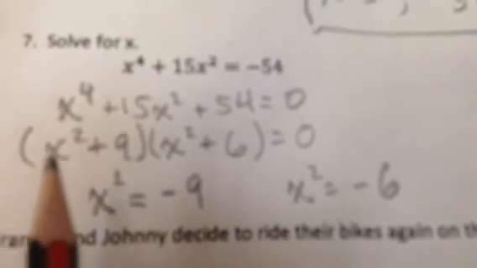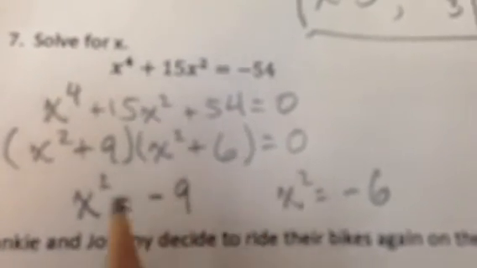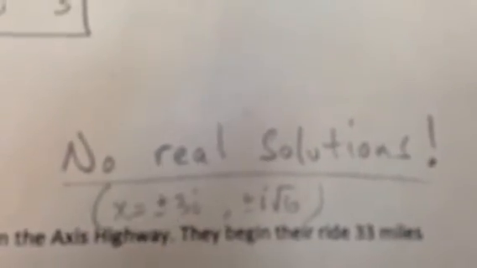Solving for x, also a factorable quadratic type. It's not really a quadratic, but it is in quadratic structure. It factors to x squared plus 9 times x squared plus 6. Whoops! That gives me x squared equals negative 9 or x squared equals negative 6. No real solutions. If you wanted to go ahead and put the imaginary solutions, there they are, but we're not going to use imaginary numbers on this test, so you could pretty much stop right there.